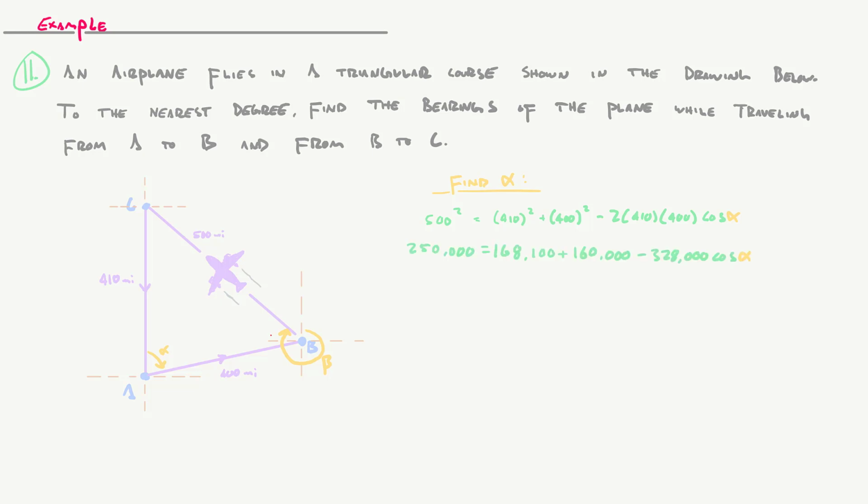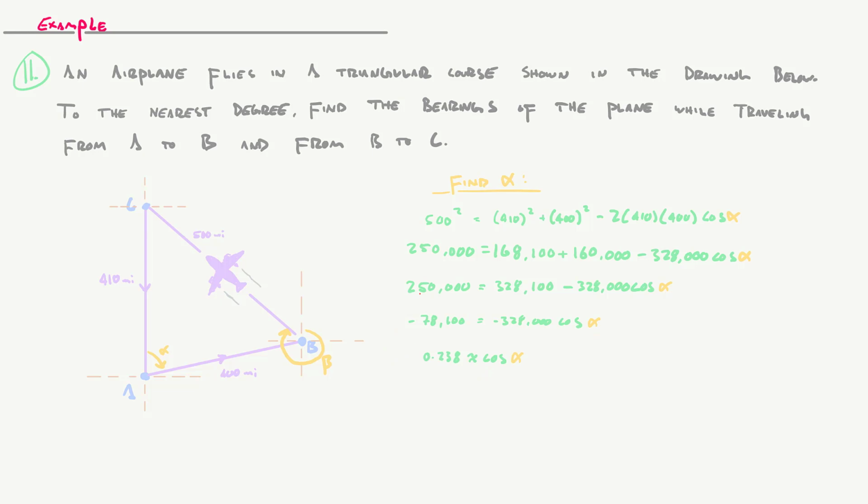500 squared is 250,000. 410 squared is 168,100. 400 squared is 160,000. And then all this mess is 328,000. Next, I'm going to add these two things, which incidentally gives us something extremely close to the other number here. Then I'm going to subtract this thing from both sides to cancel it, which gives us negative 78,100 equal to this other negative 328,000 number, which is fine because when I divide by this negative number, I'm going to get a positive, approximately 0.238.